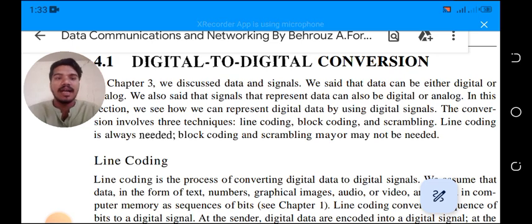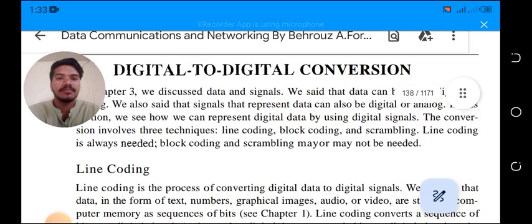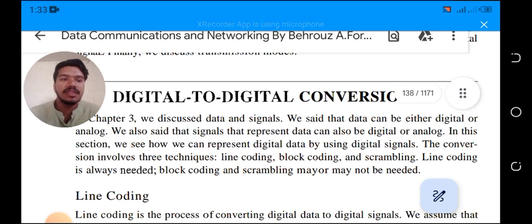We said that data can be either digital or analog. We also said that the signals that represent data can also be digital or analog in chapter 3, but in this section we see how we can represent digital data by using digital signals.